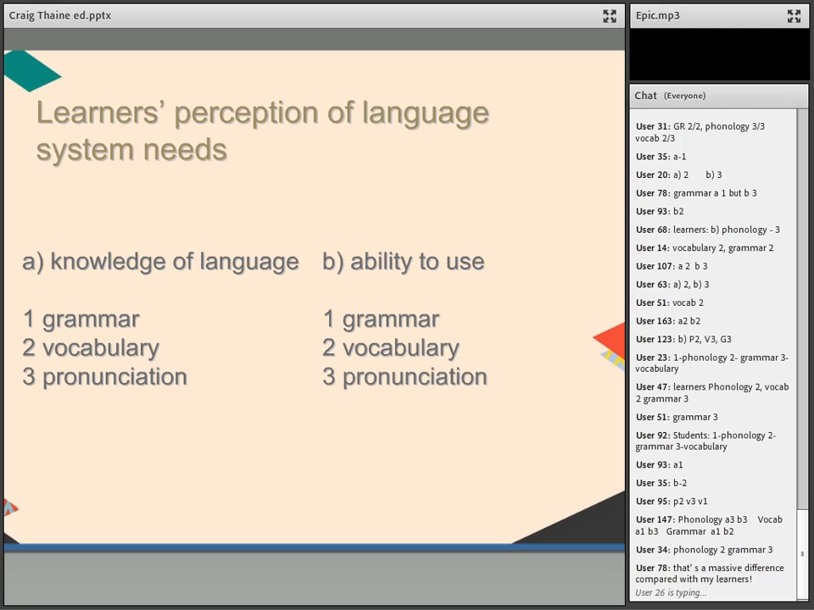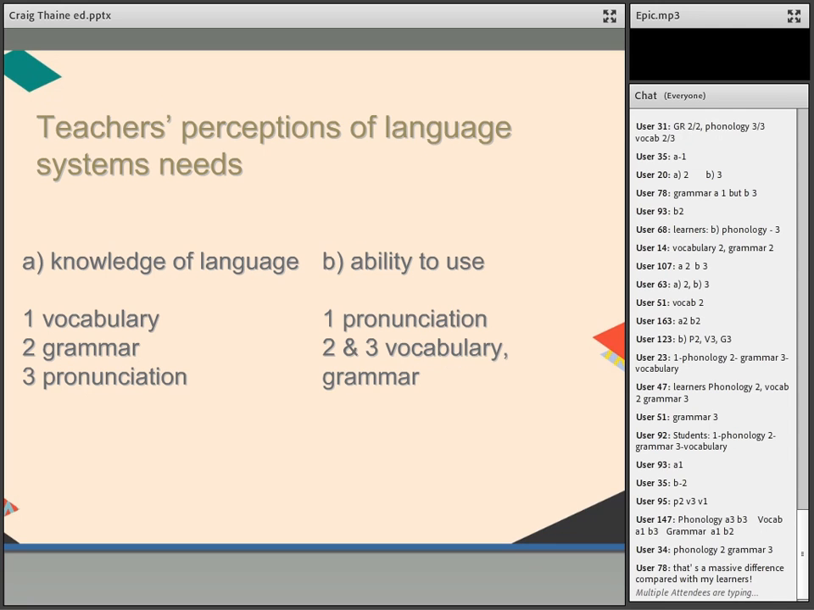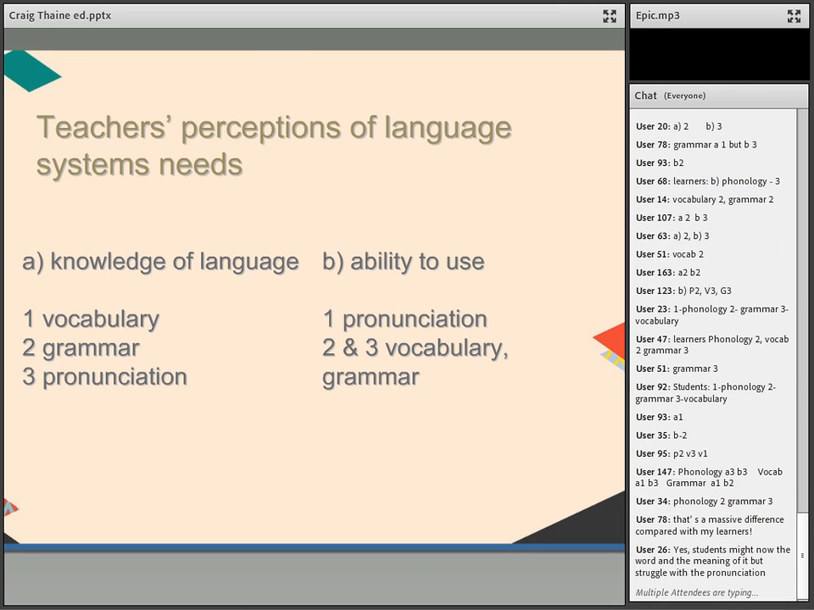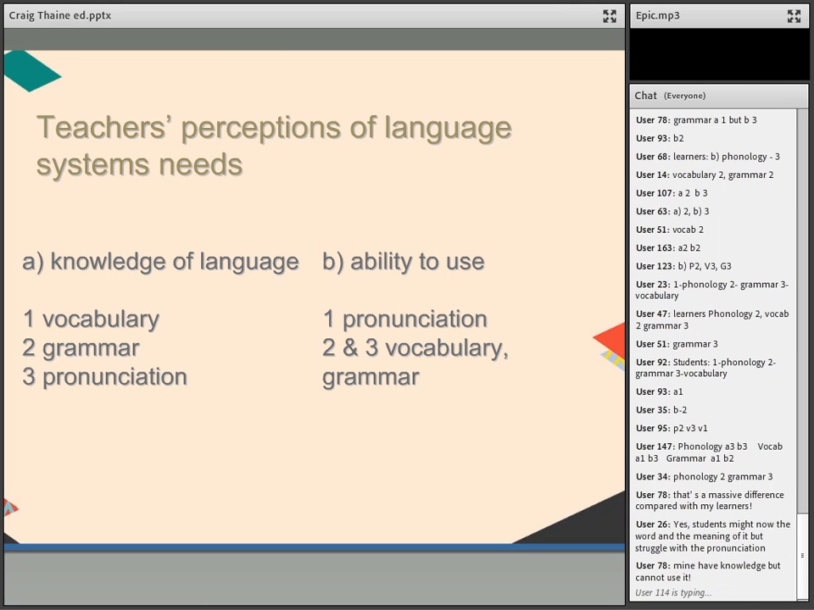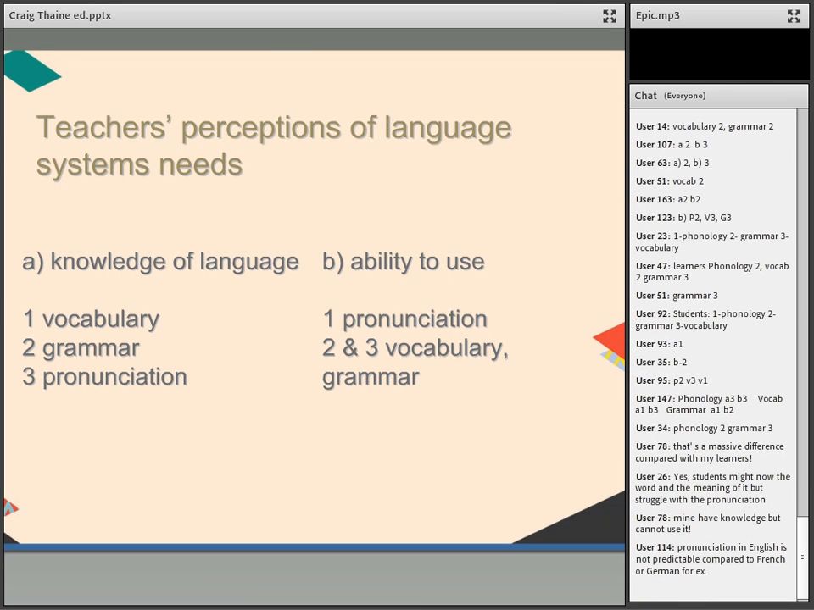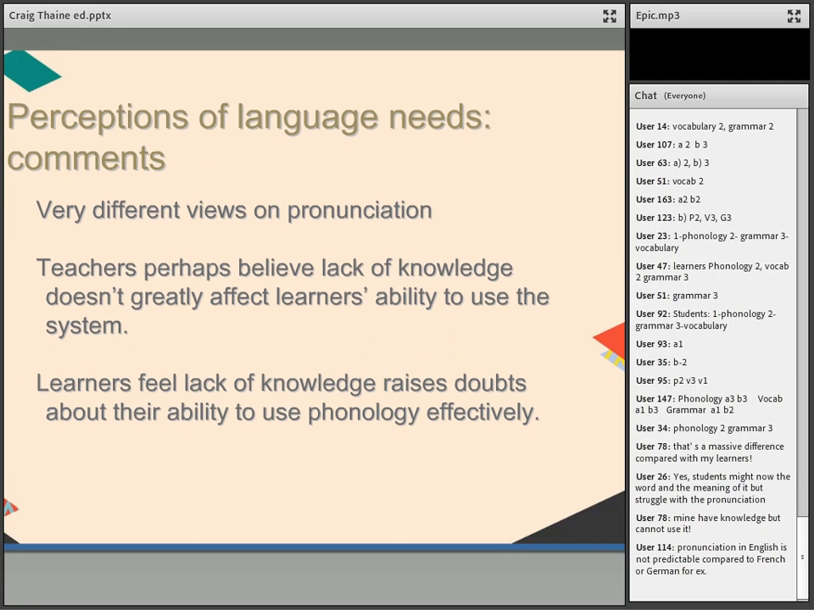So let's now contrast this with the 5 teachers, what their perceptions of the language system needs were. And the teachers acknowledged that probably the learners knew very little about pronunciation. However, what's interesting is they didn't feel, obviously, that this affects their ability to use pronunciation effectively. And they felt that vocabulary and grammar were of equal need in terms of language systems. So this is quite interesting.